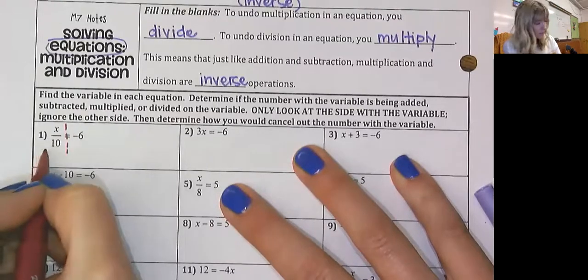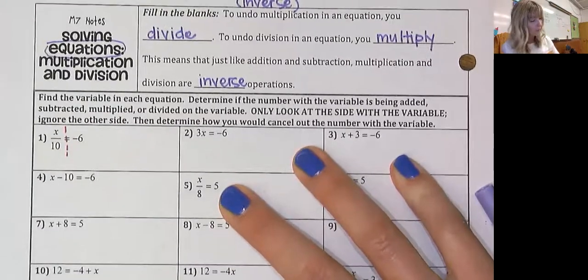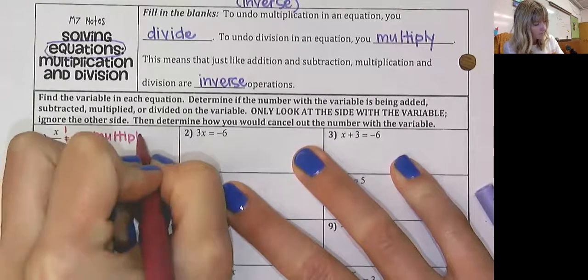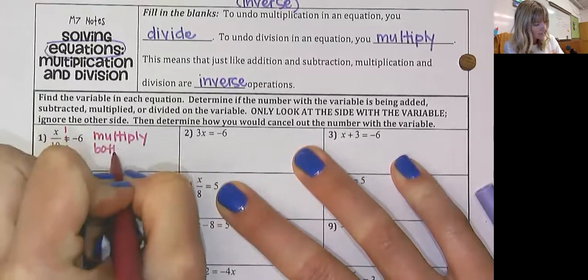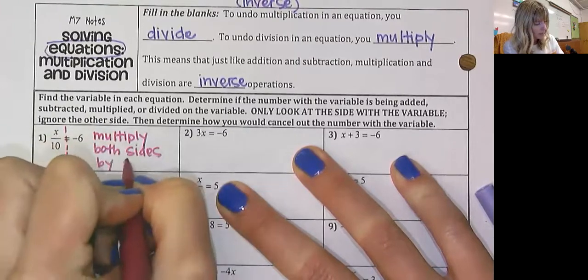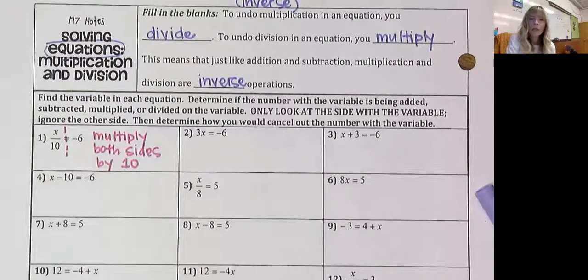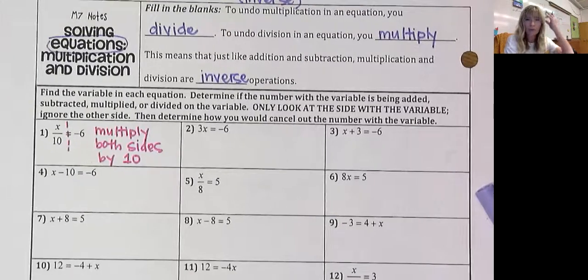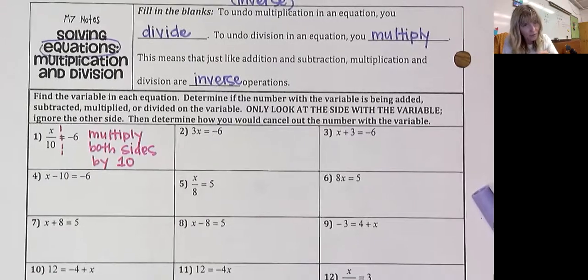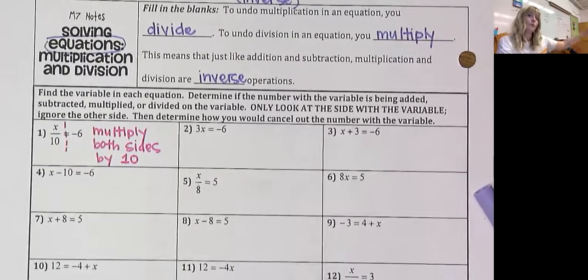I would say on this one, if they're dividing by 10, I'm going to multiply both sides by 10. And that's the statement I want you to write. We'll practice actually doing that in a minute, but right now I just want you to verbalize and really wrap your head around, what are they doing to the variable? Okay, because they're doing that, I'm gonna do this.